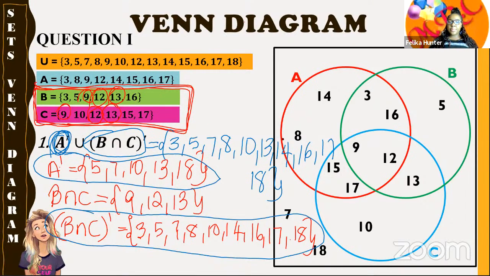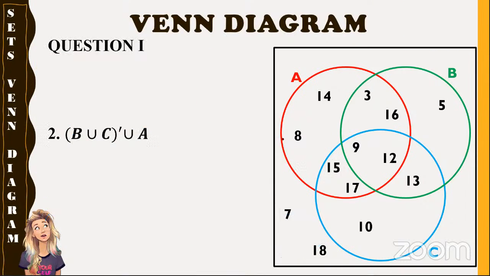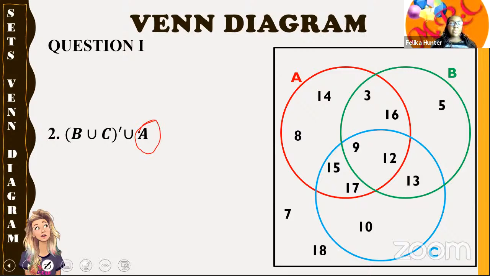All right, good. So we're going to go to the next question. For this question, it says B union C complement union A. So it's just like we're using the BODMAS principle to an extent. We're going to work out what's in the bracket, and then we're going to write down what our A is and bring them together.